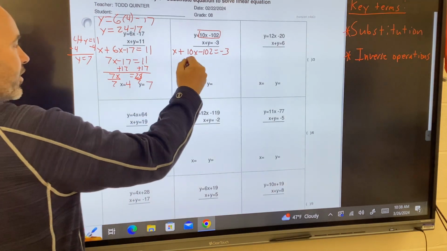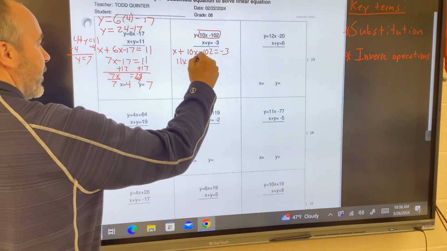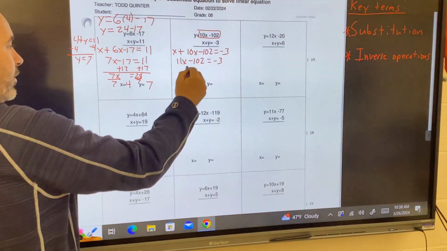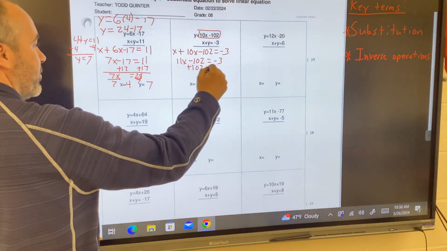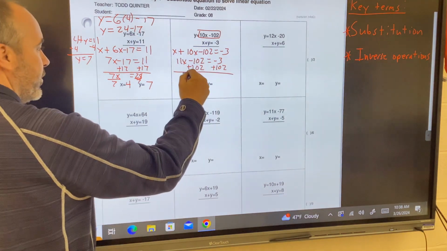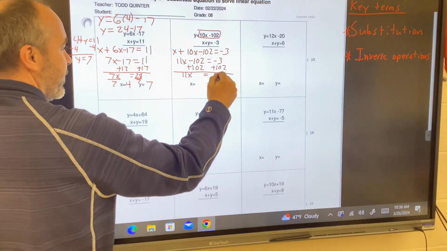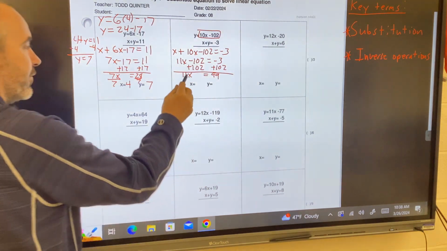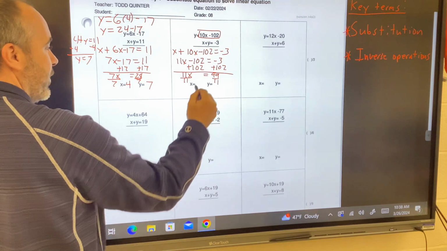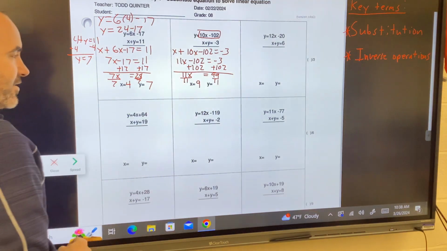Same concepts, you're going to combine the like terms. 11x minus 102 equals negative 3. We're going to add 102 to both sides because addition is the inverse operation of subtraction. So we get 11x equals 99. And then the inverse operation of multiplication is division, so we divide by 11, and it turns out that x is 9.